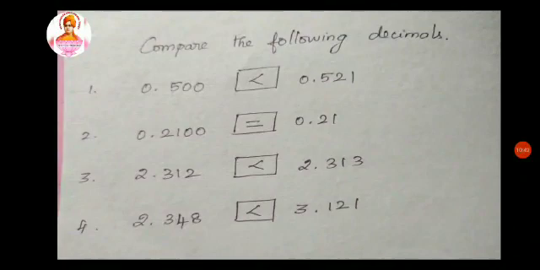Like fourth sum, 2.348 and 3.121 is given. So when we compare the whole number, 2 is lesser than 3. So 3 is greater than 2, so the right side number is greater than the left side number. This is how we can compare the decimal numbers.